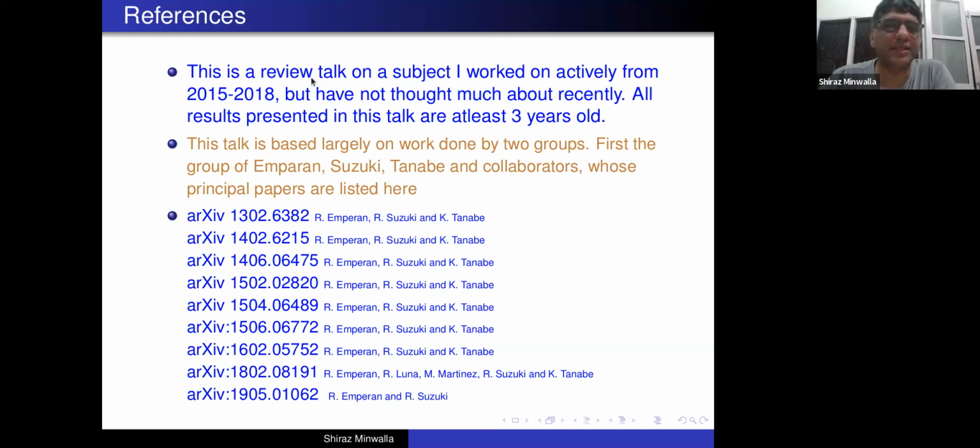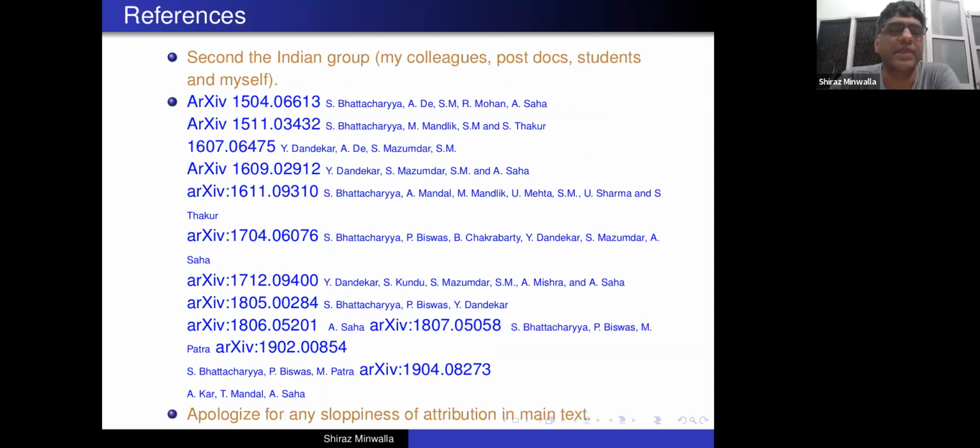With that disclaimer out of the way, this talk is based largely on work done by two groups. The first of these two groups is the group of Emparan, Suzuki, Tanabe, and collaborators, whose principal papers I've listed here. The second is the group in India, including my colleagues, my postdocs, my students, and myself. And the papers are listed here. My references in the main body of the talk will be a bit sloppy. I apologize for that.